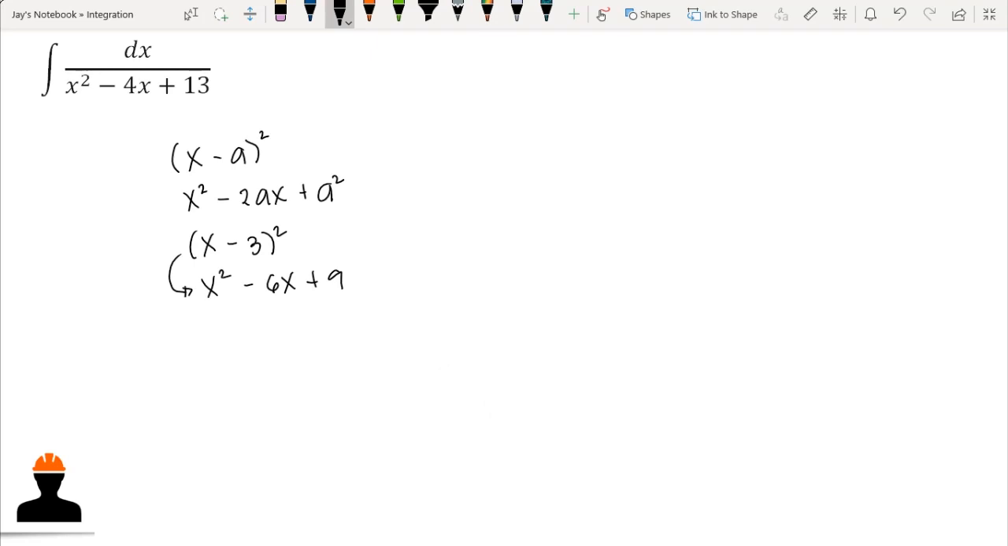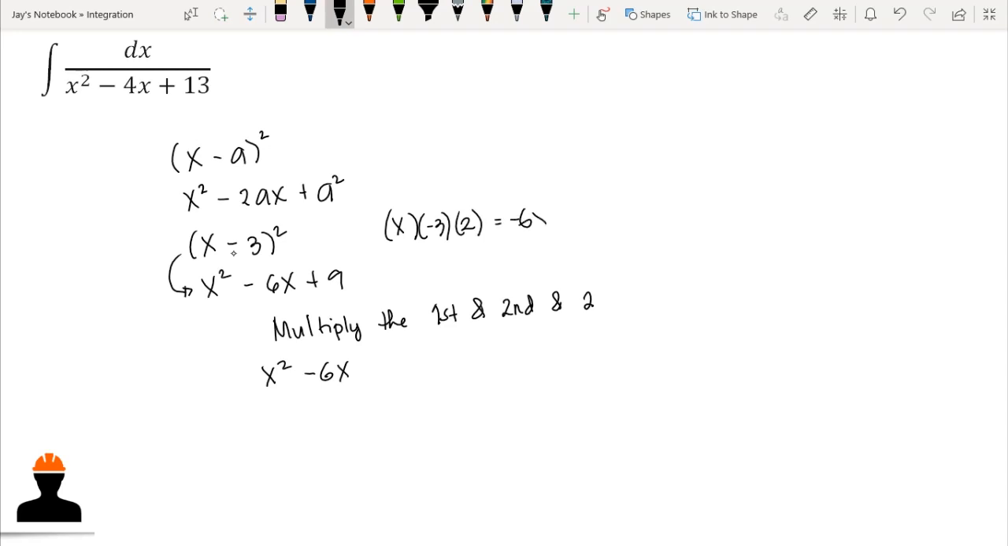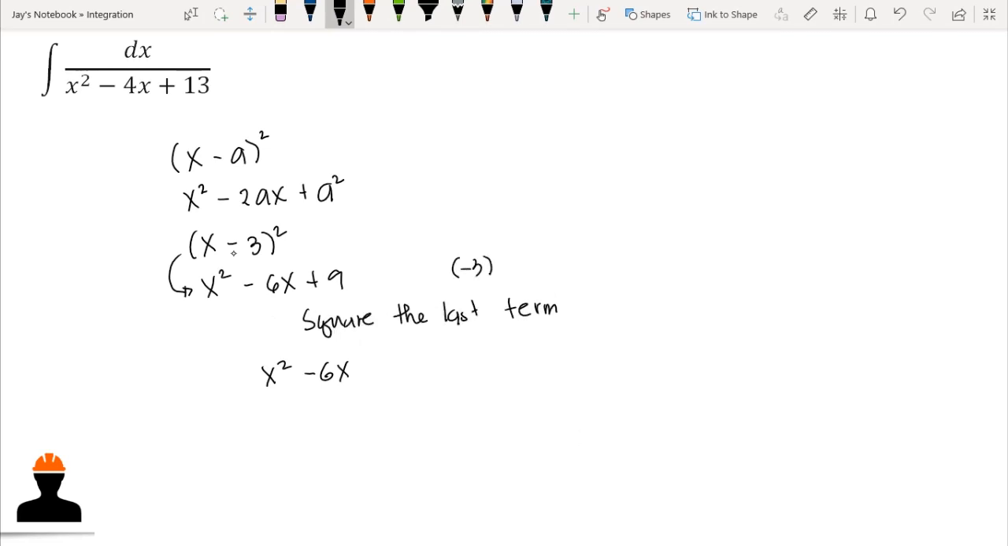Now we have the rule for evaluating square of binomial, that is, square the first term. We have the first term here, that's x, so we square it, that's x squared. Then multiply the first term and second term and multiply the product by 2. So it's x times negative 3 times 2, that is equal to negative 6x. Then lastly, you square the last term, that is, negative 3 squared, which is equal to 9. So we have plus 9. That's the rule from your algebra.